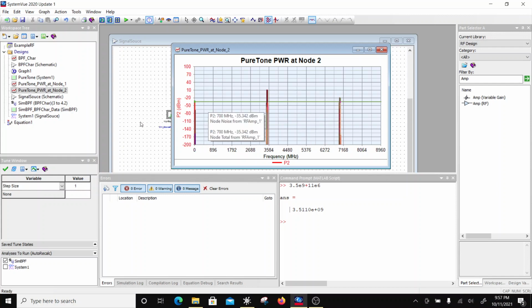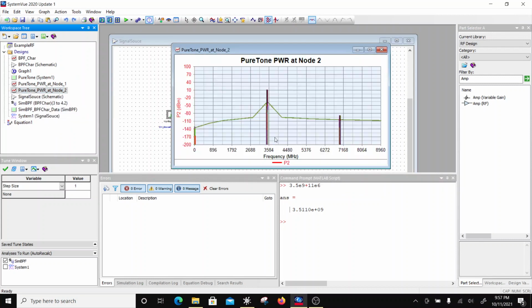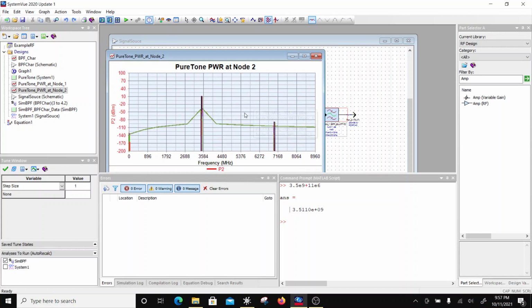But if I put an image reject filter over here, and then run the simulation again and look at this power level, you will see what the filter is going to do. It's going to suppress the noise everywhere other than this band, so that the fold over will not come back here because of the odd order mixing terms. The fold over of this noise will not come in my band.